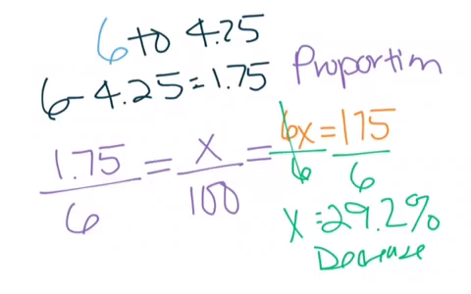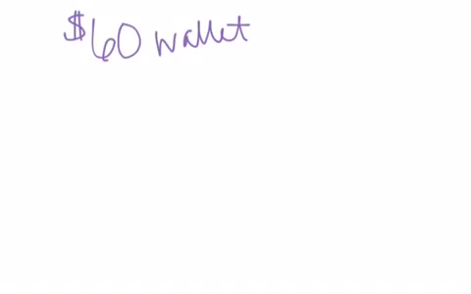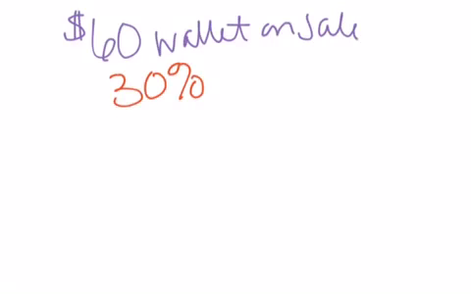Okay? Alright, next up we're going to talk about prices that are on sale or on clearance. So if I have a $60 wallet and it goes on sale for, let's do 30% off, what is my total cost going to be? Now let's not include taxes or anything like that. But before taxes, what is that cost going to be?